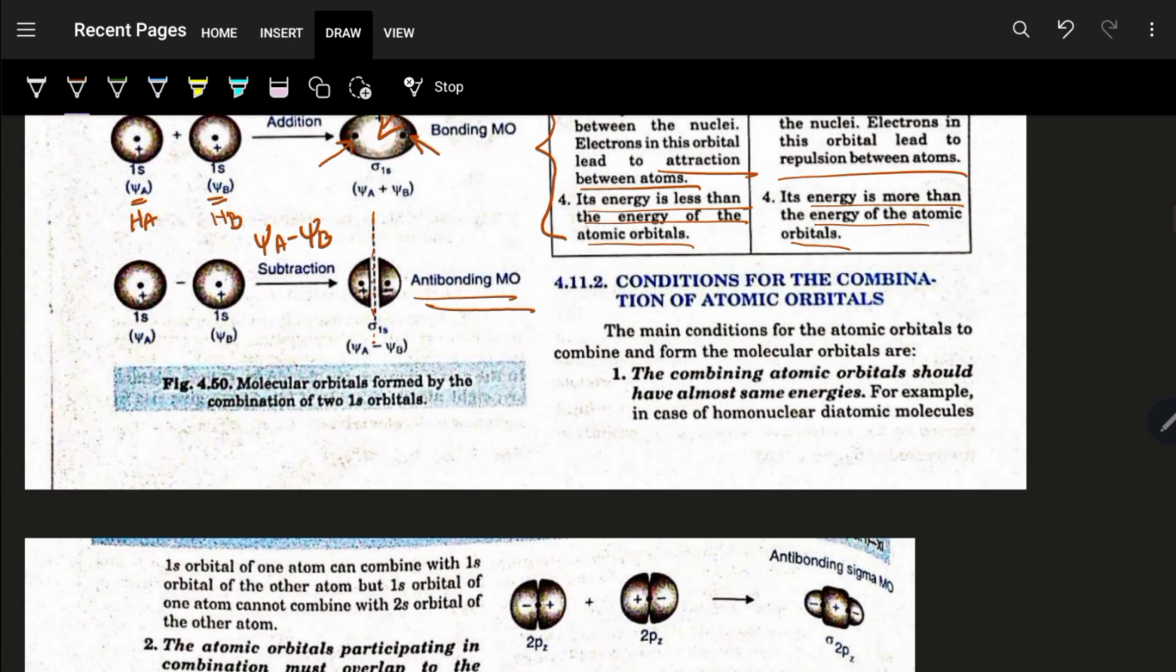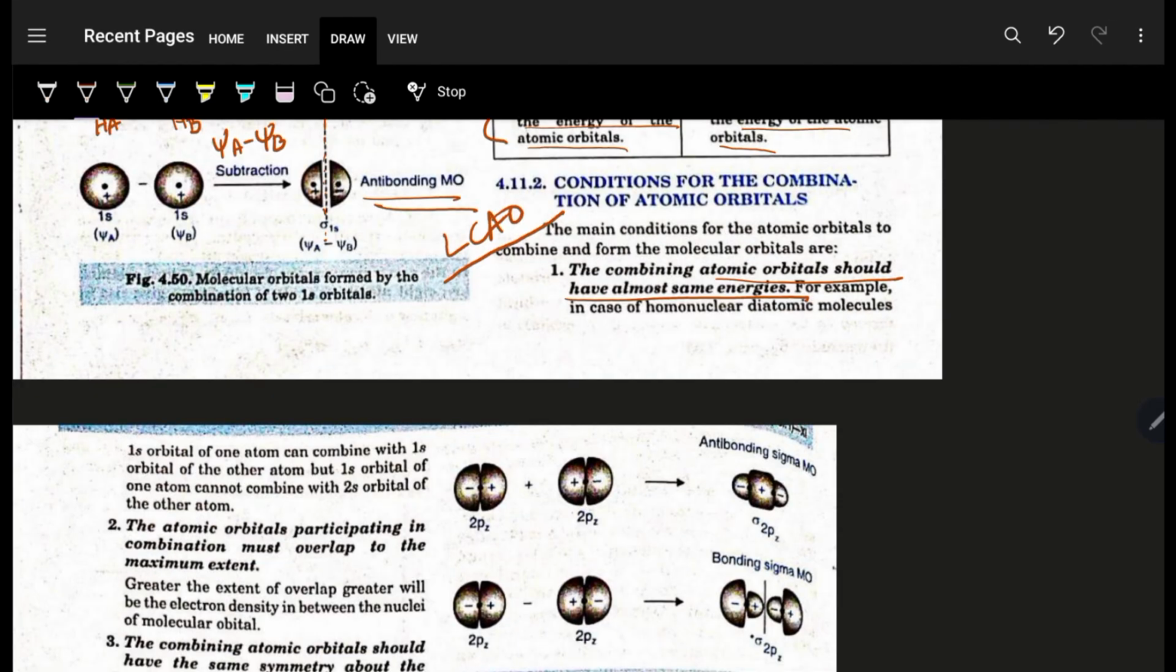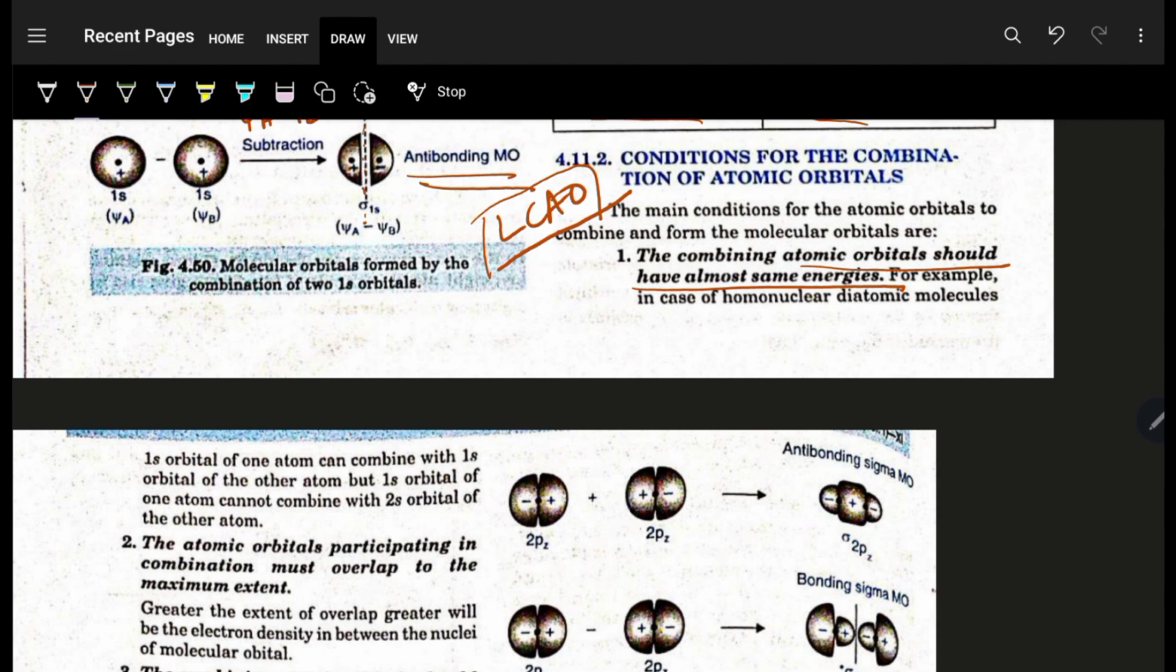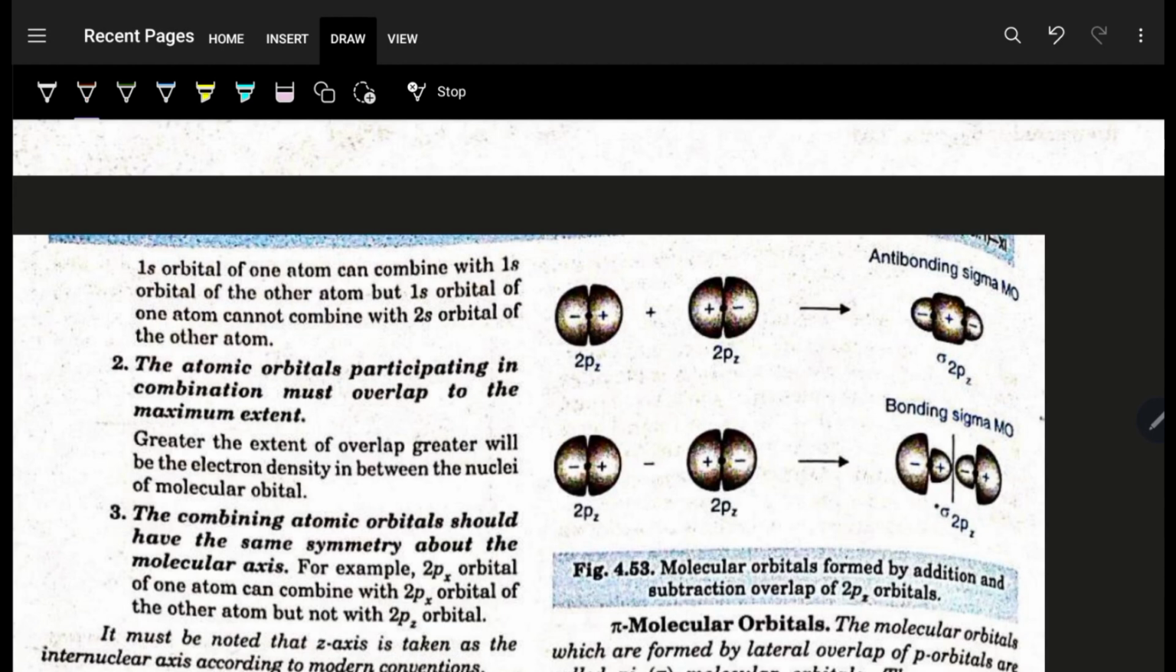Okay. So next, let us see the conditions for the combination of atomic orbitals. Linear combination of atomic orbitals has certain conditions. The first condition is that the combining atomic orbitals should have almost the same energy, that we have seen. So a 1s orbital of one atom can combine with 1s only, but a 1s orbital of one atom cannot combine with a 2s, that we have already understood, I suppose.